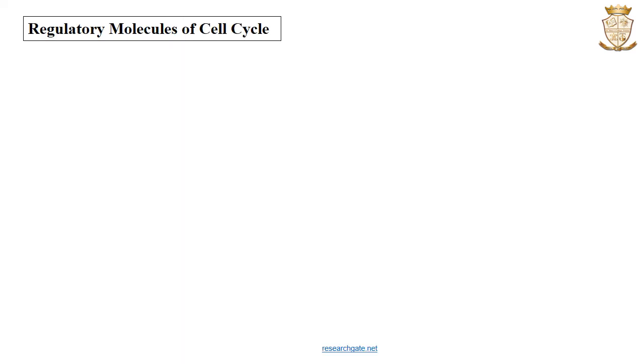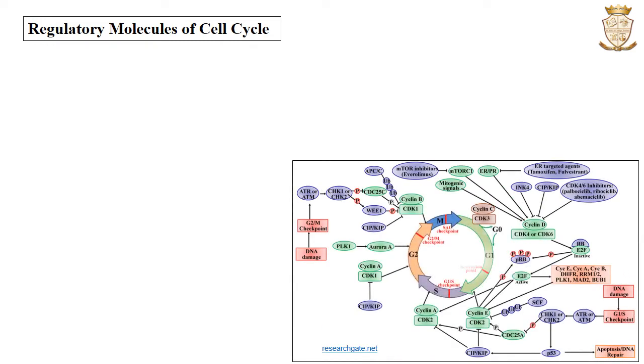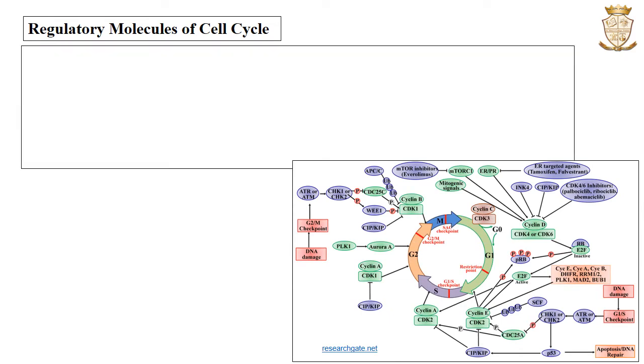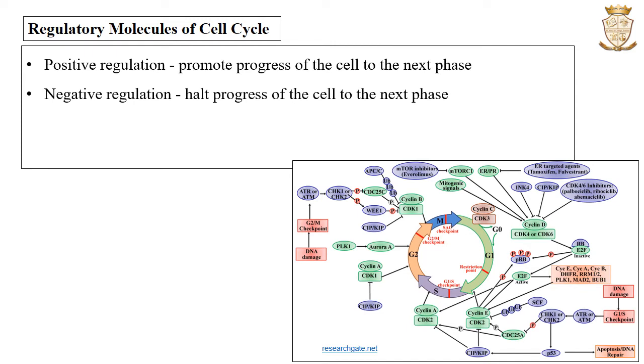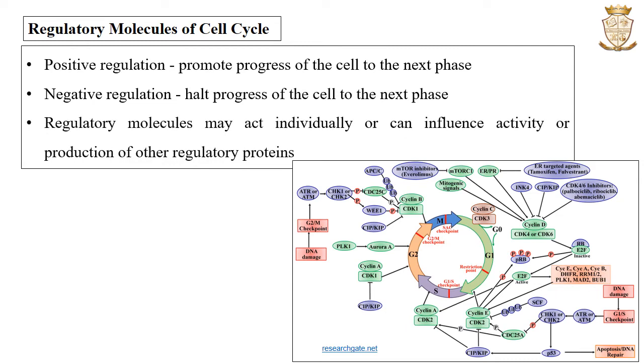Now we will look into the regulatory molecules of the cell cycle, how the cell cycle is regulated. There are several regulatory molecules which either promote progress of the cell to the next phase, which is known as positive regulation, or halt or stop the cycle, which is known as negative regulation. These regulatory molecules may either act individually or they can influence the activity or production of other regulatory proteins.